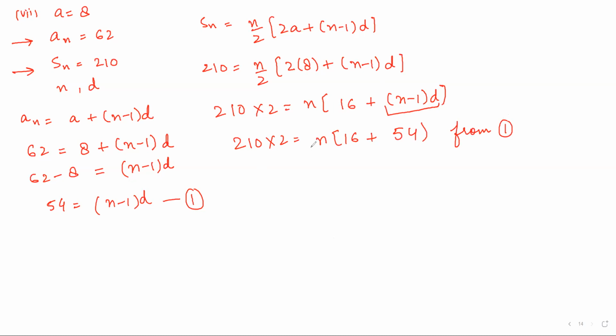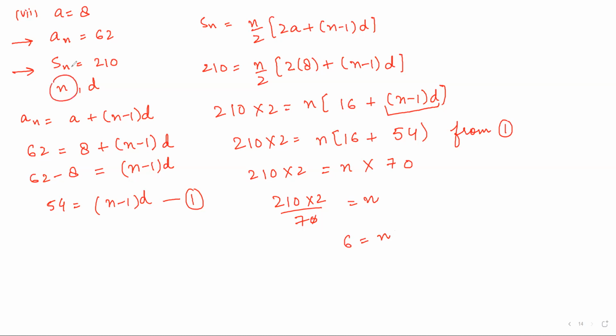Okay. So I can solve it for n now. So 210 into 2 is equal to n into, this is 10 and this is 70, right? So 210 into 2 divided by 70 is equal to n. So 0 cancels out, and 7 into 3, 3 into 2 is 6. So 6 is equal to n. Is this okay? So n is equal to 6, I have got.